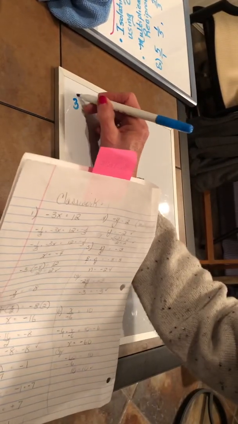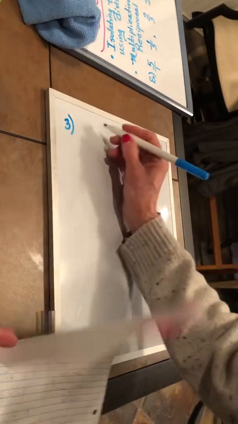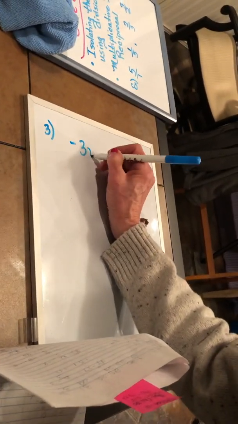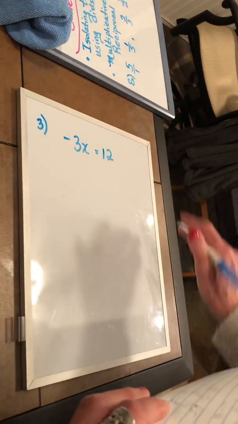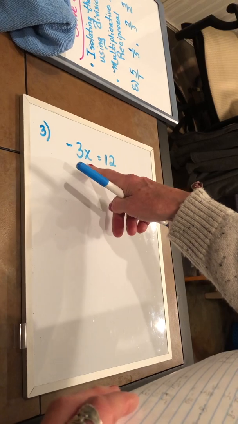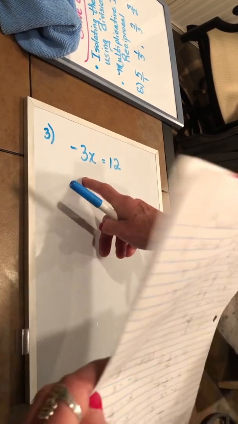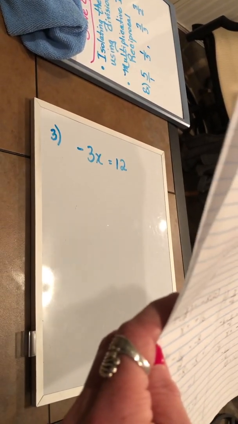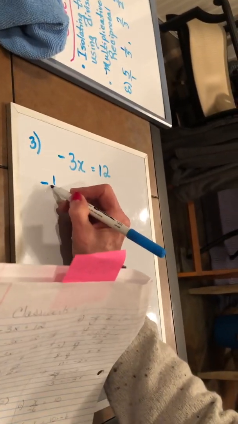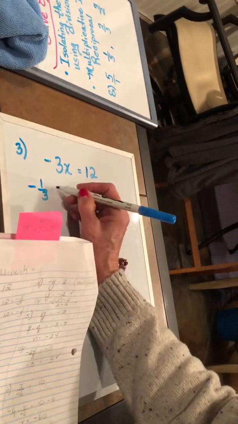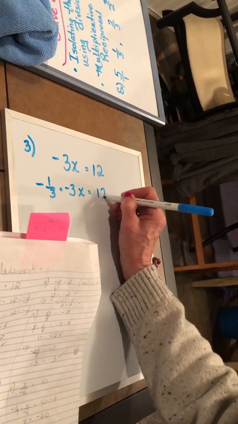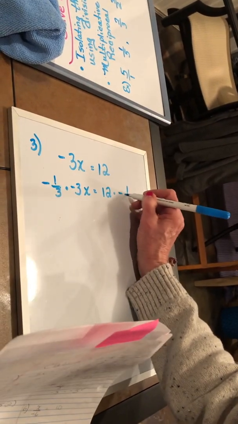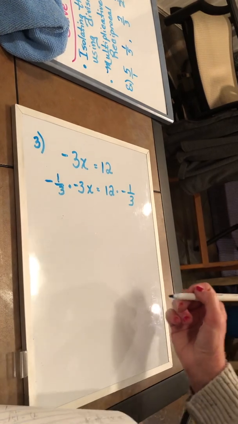All right. So this one is negative 3x equals 12, right? So here I have a multiplication. So I'm going to take, and this is like 3 over 1, right? So I want to take the reciprocal of that. So it's going to be a negative 1/3, right? Times negative 3x equals 12 times negative 1/3, okay?